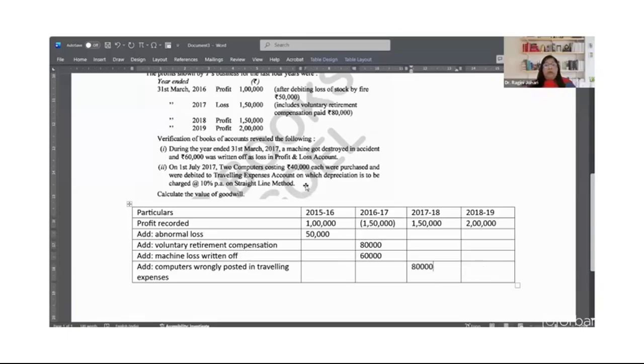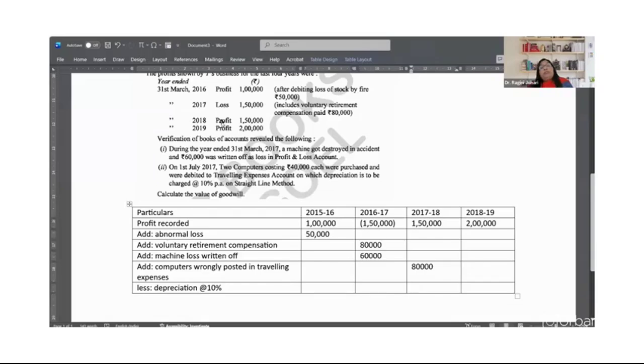Okay. Now, then it says, since it's an asset, depreciation will be charged on this at the rate of 10% per annum using a straight line method. So this depreciation will be lesser. Less depreciation. Okay. Less depreciation. So since these computers were purchased on 1st July 2017.